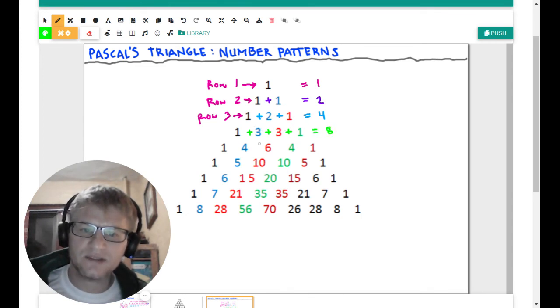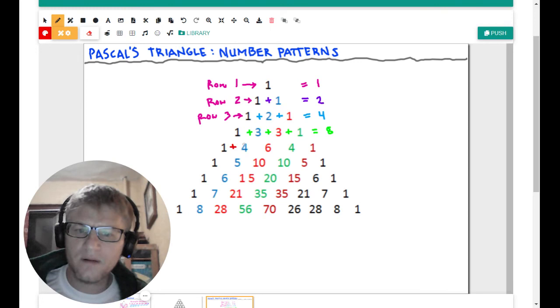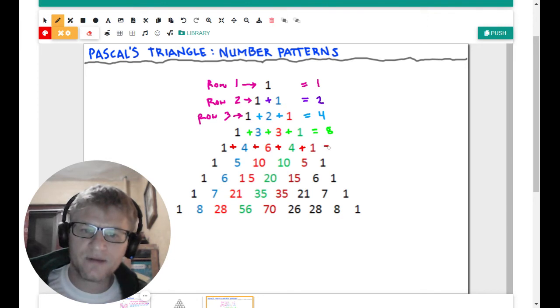Oh my gosh, look what's happening. Row 5, let's do red. 1 plus 4 plus 6 plus 4 plus 1. And we're going to say that would be 5 plus 6 is 11 plus 5 is 16.